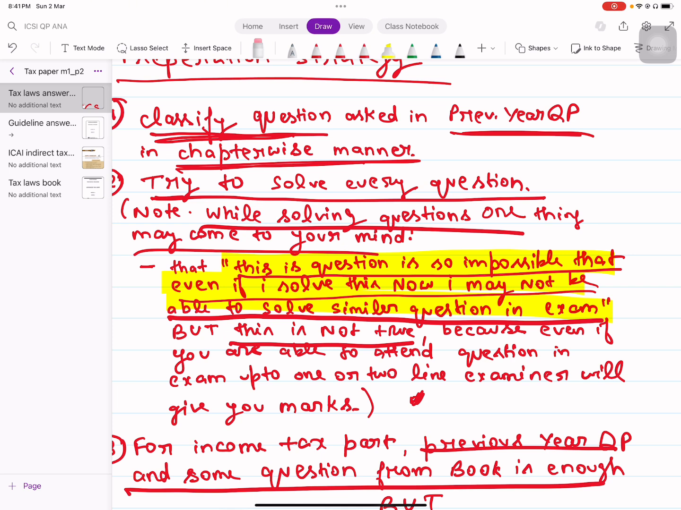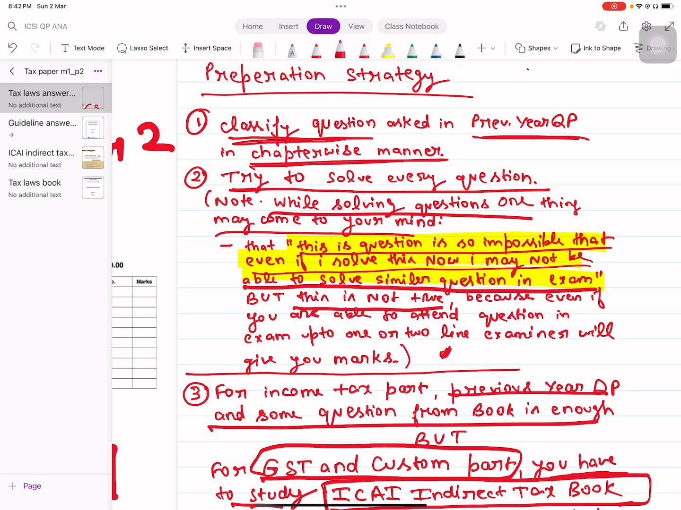Because you have studied GST, income tax and customs at your executive level, you don't have to start from scratch. The problem in the professional examination is not that you don't know the basics, it is that you don't know some internal loopholes that are not written on the face of the act or book. So try to solve each and every question that has come in previous year question papers. This is the most important. If you leave this, you might find it difficult to answer the questions in the examination.